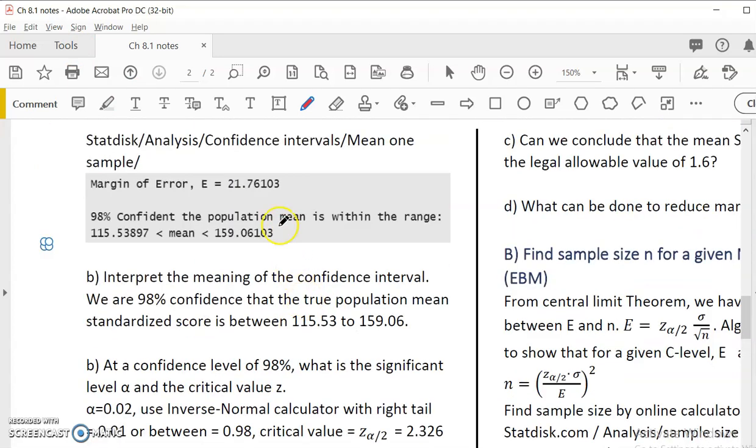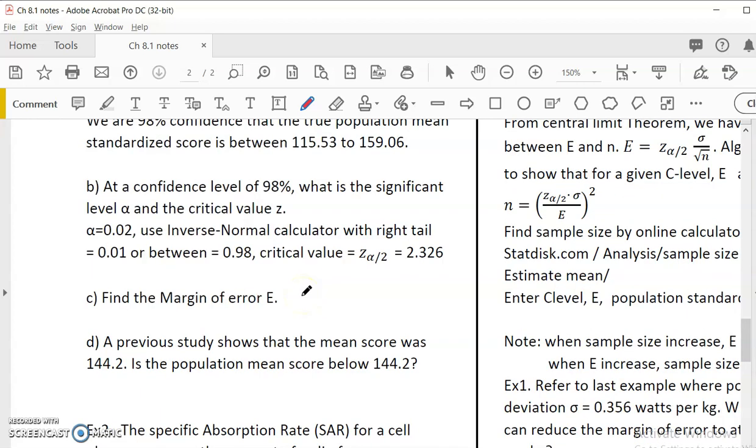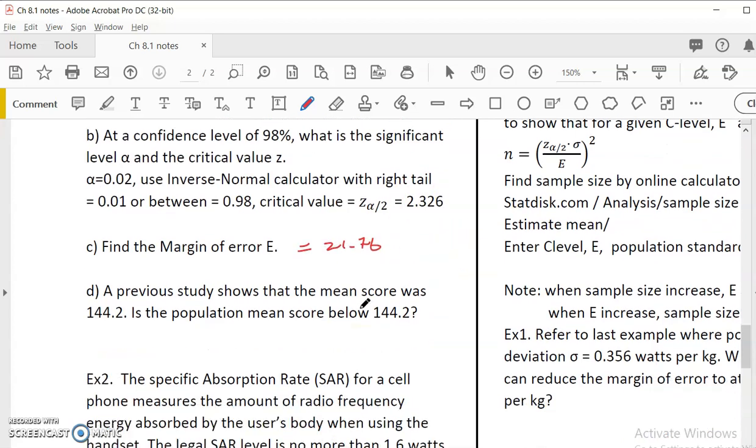What is the margin of error? The margin of error is in the output, 21.76. You don't have to calculate it, but if you multiply Z by sigma over the square root of n, it should work. Last one.